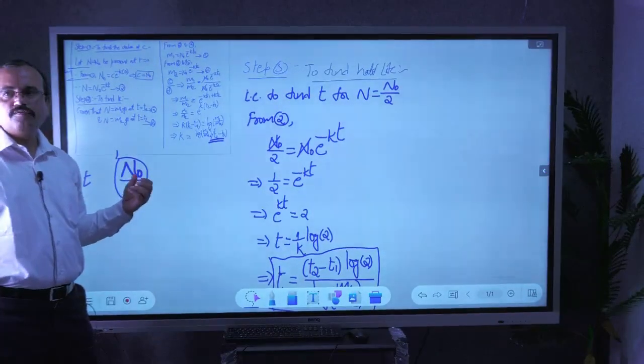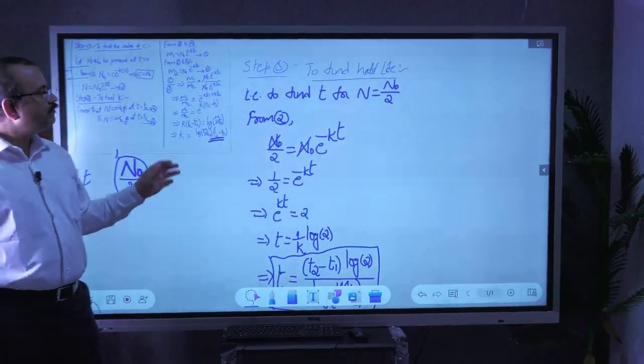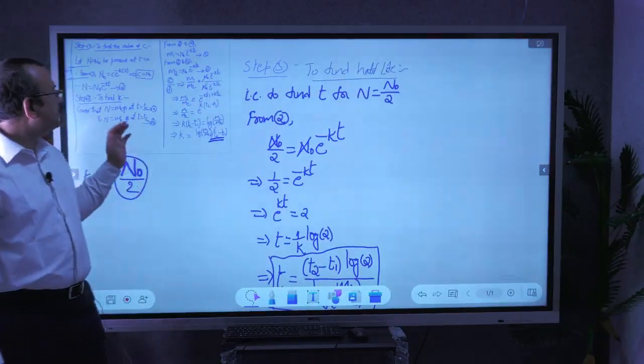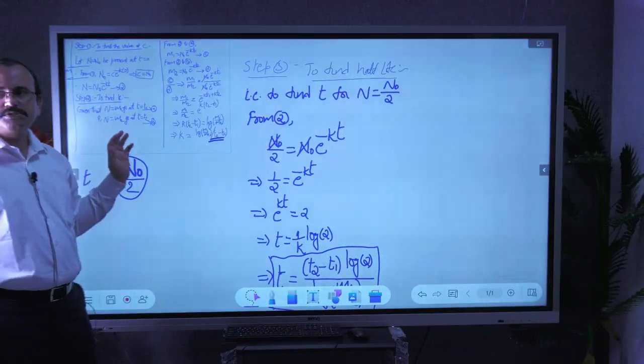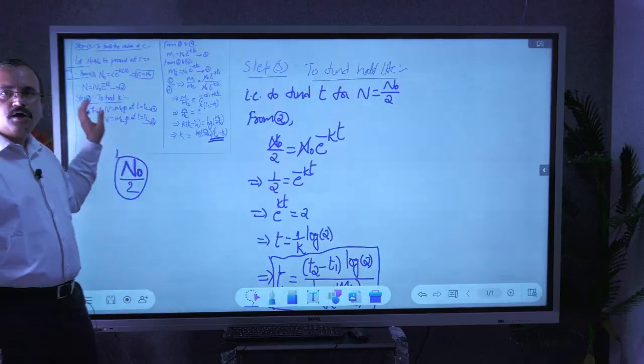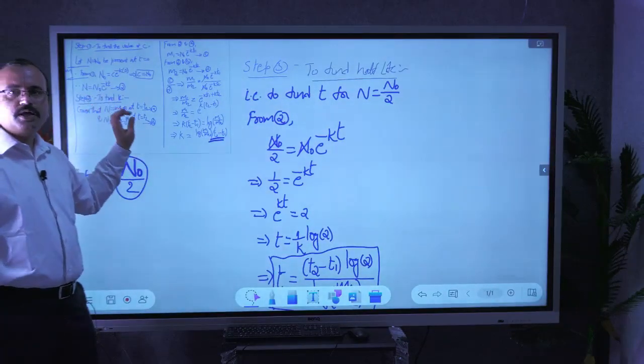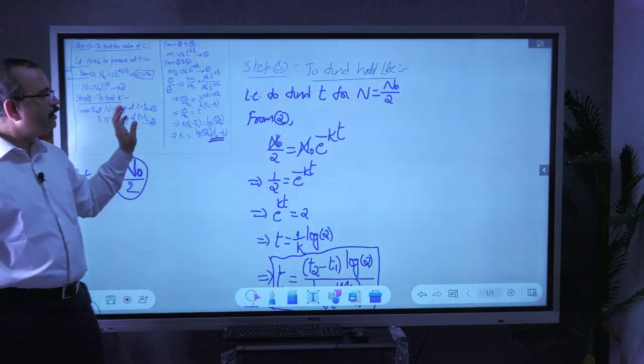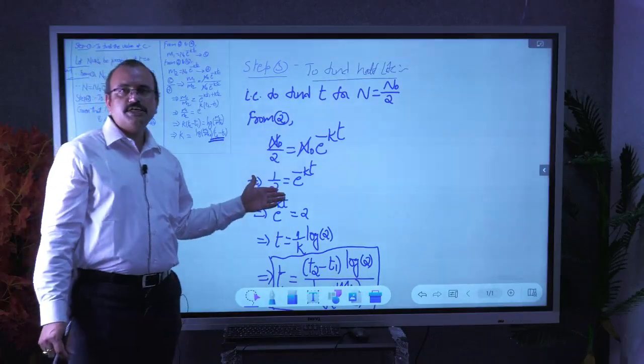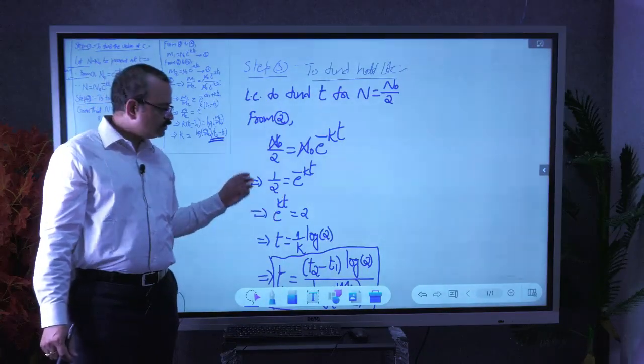So both in the law of natural growth and decay, whenever we need to find out the final result, let us divide all the problems into 3 steps. In step 1 we will calculate the arbitrary constant value, step 2 we will calculate the proportionality constant value, and in step 3 the final result we have to calculate. And this is how we can proceed.